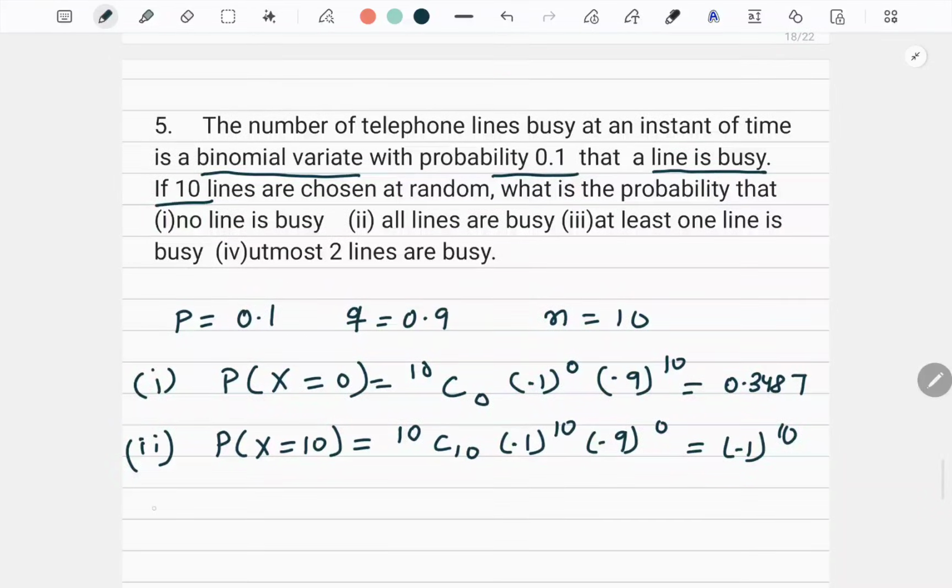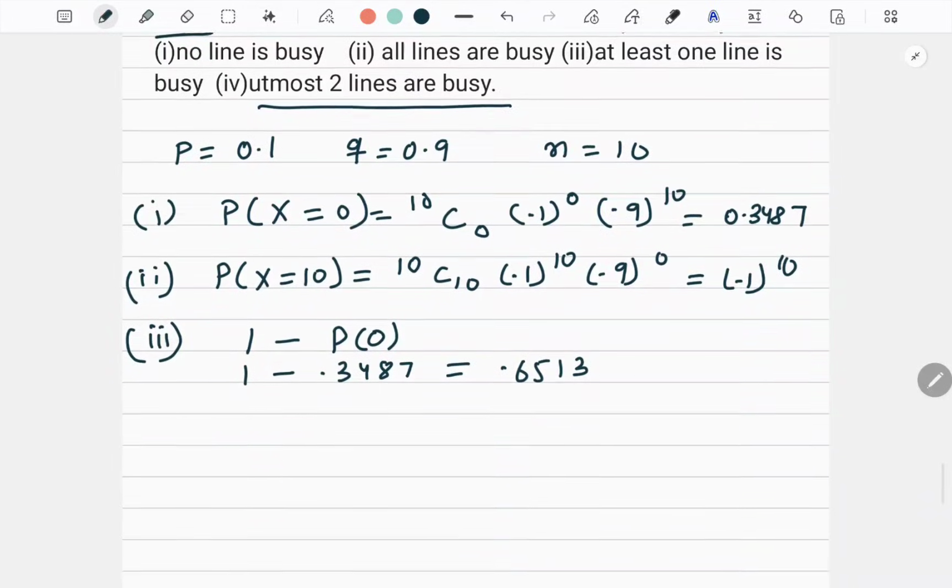Now what is the third case? At least one line is busy. At least one means 1, 2, 3, 4, 5, 6, 7, 8, 9, 10. So instead of calculating so much, what I don't want is 0. So I'll do 1 minus P of 0. So 1 minus, what is P of 0? 0.3487, which is equal to 0.6513.